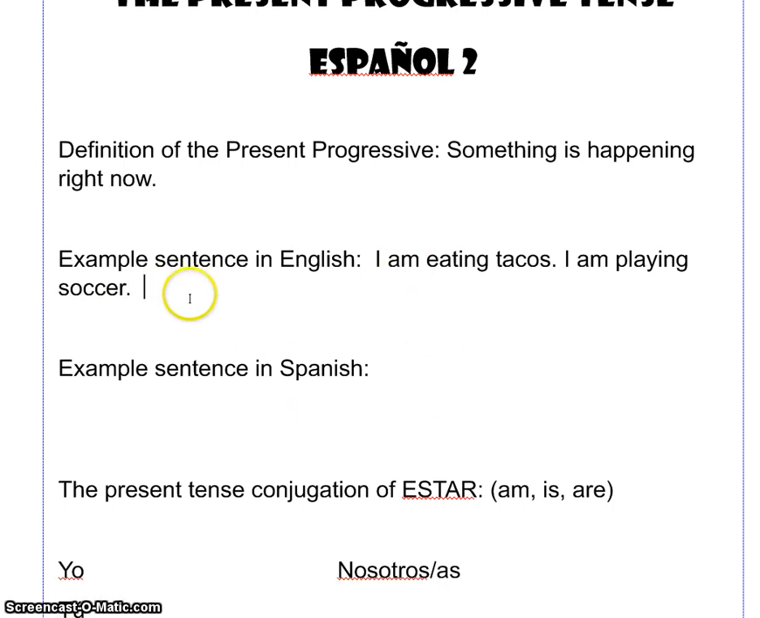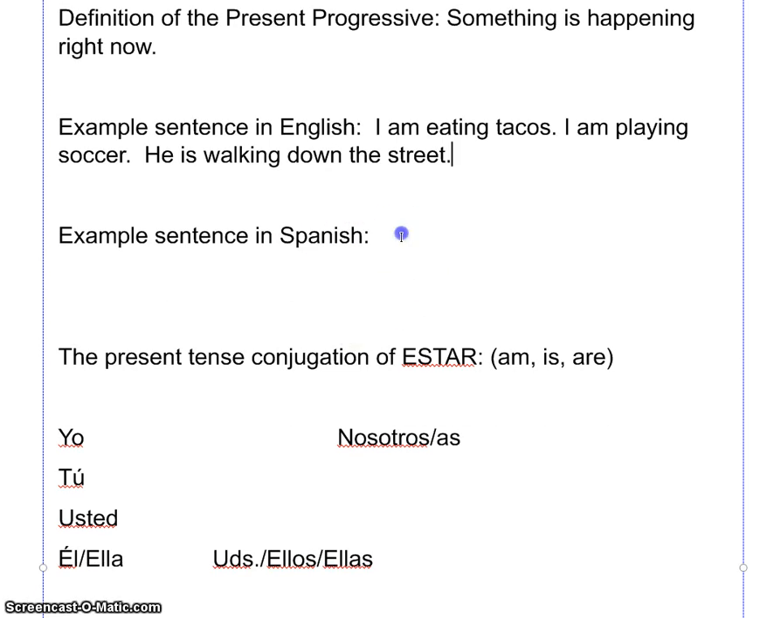You can also put it in the he form if you want. He is walking down the street. Muy bien. An example sentence in Español, I'm going to use those exact same ones up there. Let's see what they look like.